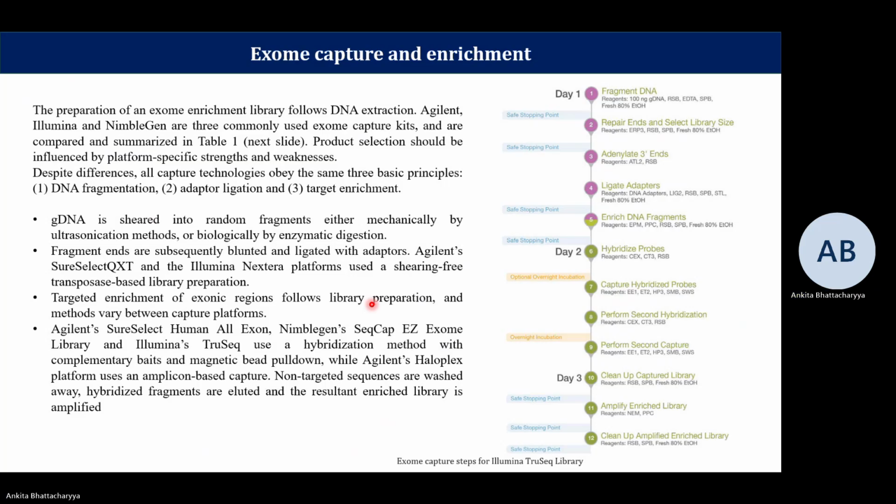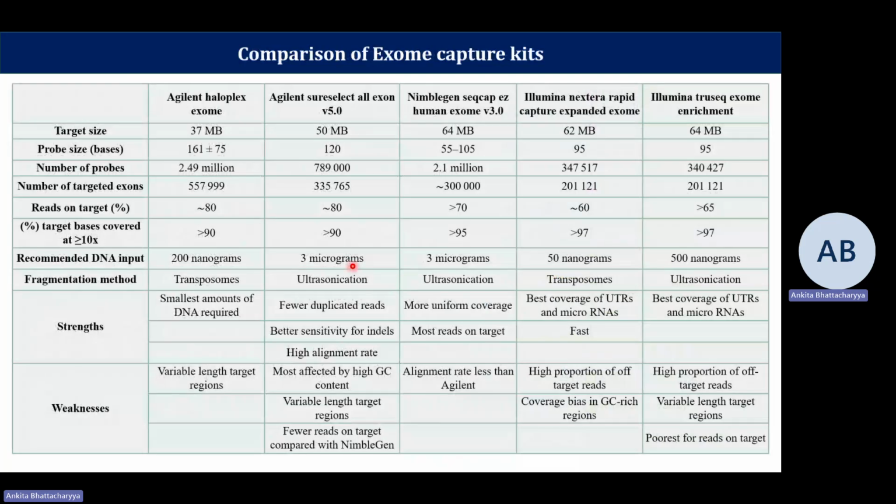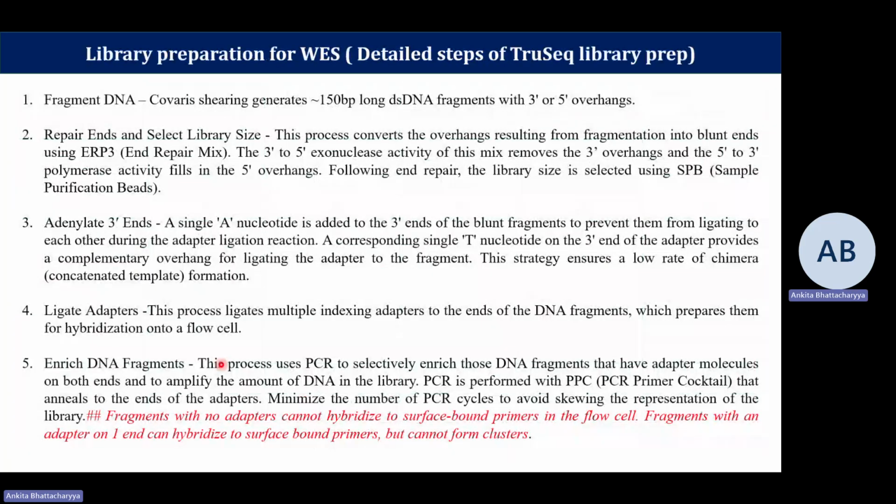Agilent's SureSelect Human All Exon, Nimblegen's SeqCap Easy Exome Library, and Illumina's TruSeq, they all use the hybridization method. Again, you can learn about these in your own time. This is a comparison of all of the exome capture kits. You can see that the target site, probe size, number of exons targeted, fragment input, recommended DNA input, their strengths, their weaknesses, all of this can be comparatively studied here.